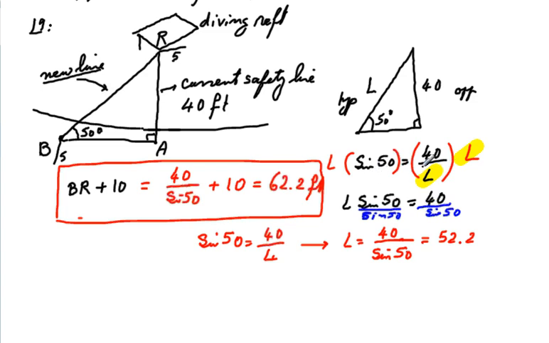Another issue we raised was that from here, sine of 50 is equal to 40 over L. For a quick solution, we say exchange these two. If you have A is equal to B over C, you can say C is equal to B over A. You can exchange these two entries.